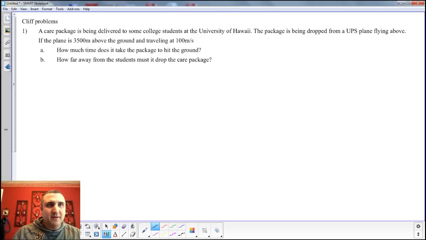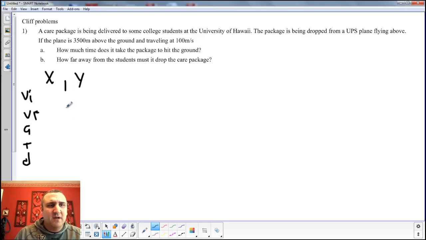Looking at number one, a care package is being delivered to some college students at the University of Hawaii. The package is dropped from a UPS plane flying above. The plane is 3,500 meters above the ground, traveling at 100 meters per second. This is a cliff problem, as it says over there. So we're going to start out by making our XY chart. I'm going to go VI, VF, A, T, D, as always with all of these.